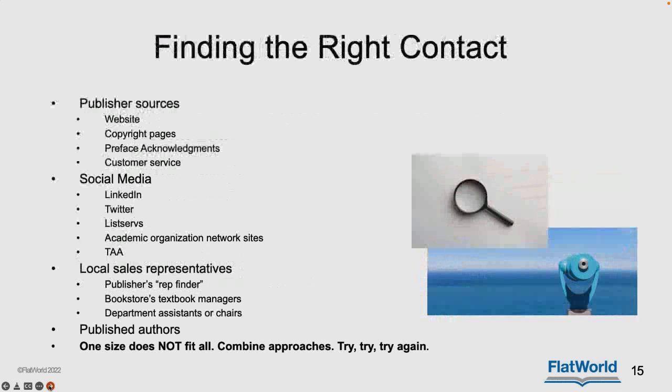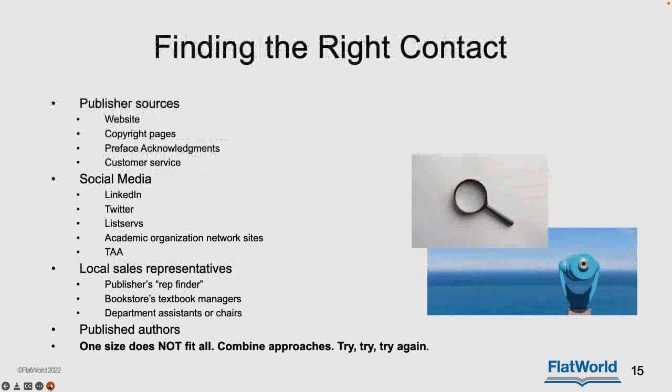Listservs and academic organizations are also great places to post a query and ask the hive mind, ask your colleagues at other institutions if they have any contacts with publishers and could help you with a name. And of course, going to TAA is a great resource for the publishers who are members and even non-members. The TAA can help identify what might be a good match and who might be the right contact.